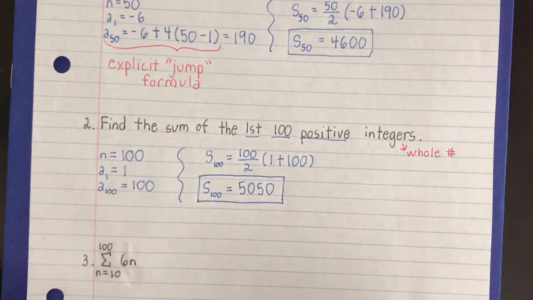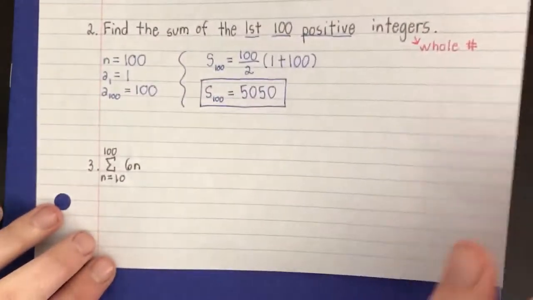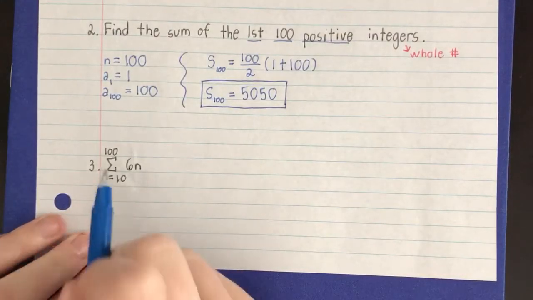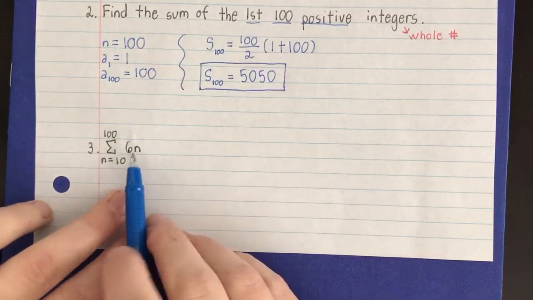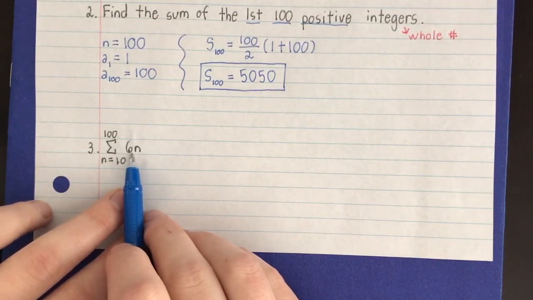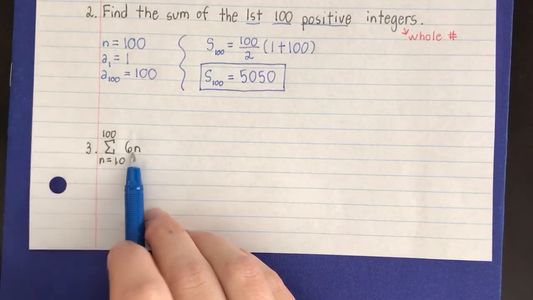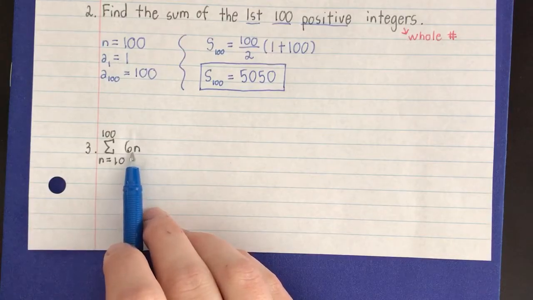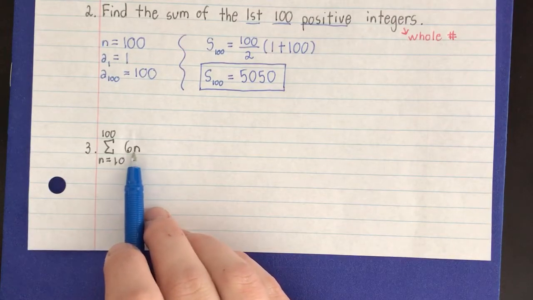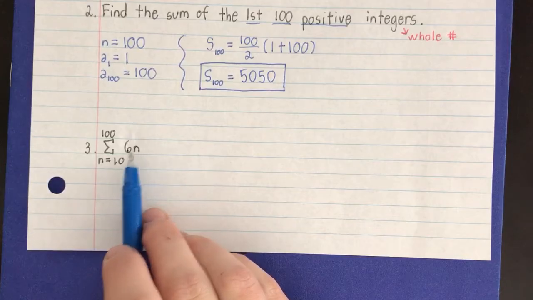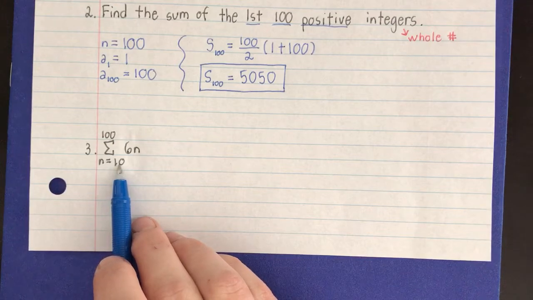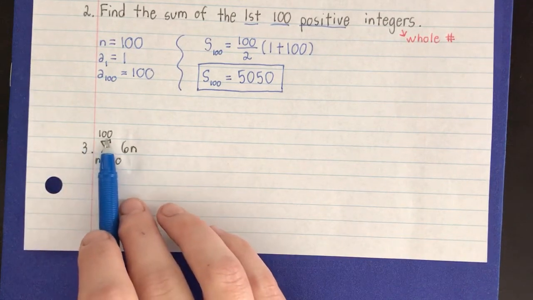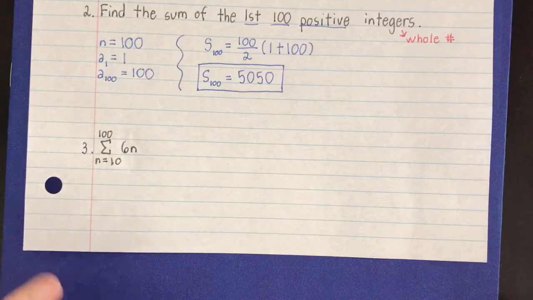All right. Number 3, so you're looking at that sigma notation, so a different way of asking the same thing. Notice this is an explicit formula. It is an arithmetic sequence right here, 6n. It's that explicit formula. We have n equals 10 as our lower limit, and 100 is our upper limit of the summation.